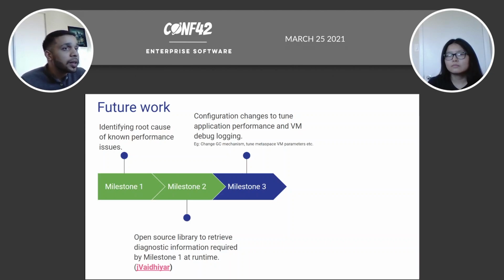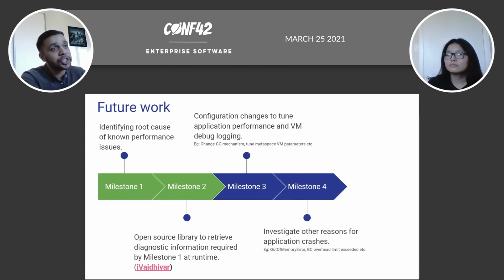After this, we also want to investigate other reasons for application crashes. Some people may debate that application crashes aren't a performance issue, but it can also be counter-argued that it causes a lapse in availability when the application goes down. So in a way, you are degrading the performance of your application cluster. That's the reason why we have included that as a scenario for this presentation. So investigating other reasons for crashes, such as out-of-memory error, garbage collection overhead limit exceeded error, or so many other reasons for which an application could crash, would be our next milestone.